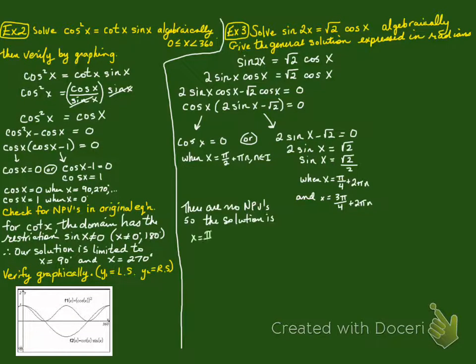There aren't any non-permissible values, so the solution is x equals pi over 2 plus pi n, x equals pi over 4 plus 2 pi n, and x equals 3 pi over 4 plus 2 pi n, where n is any integer. That's my happy face because there's only one more example.